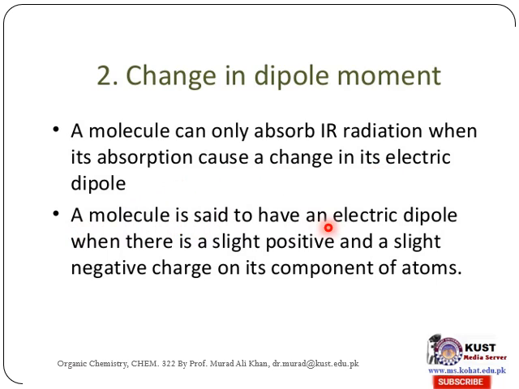A molecule is said to have an electric dipole when there is a slight positive and slight negative charge on its component atoms. Those molecules which have a slight positive charge on one part and a slight negative charge on the other are called dipolar molecules. And only the dipolar molecule can absorb the IR radiation because this radiation causes a change in its dipole moment.